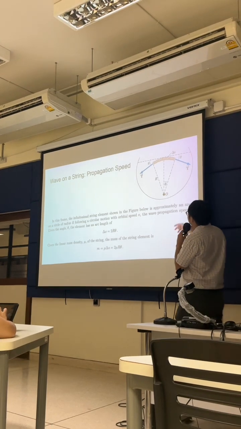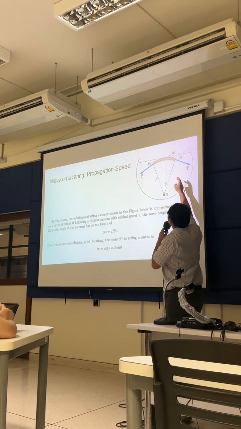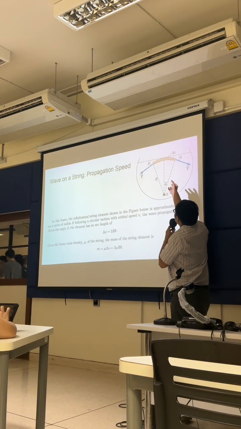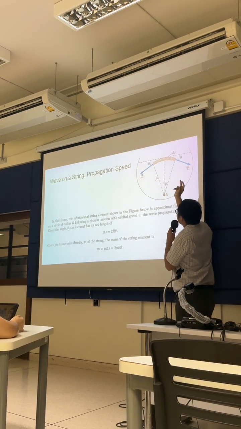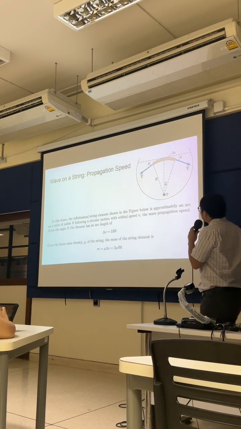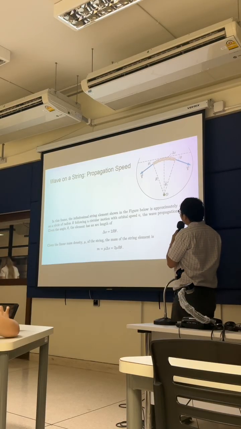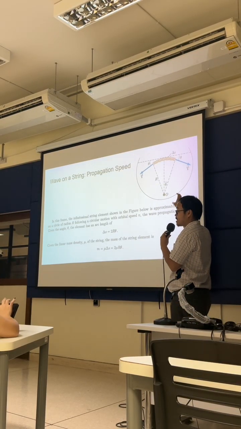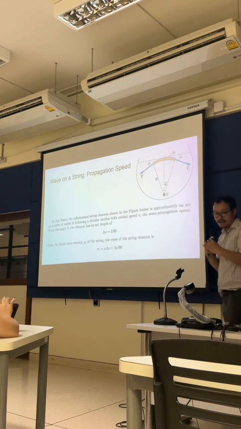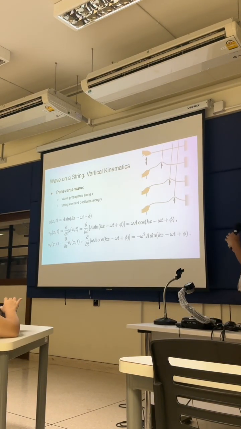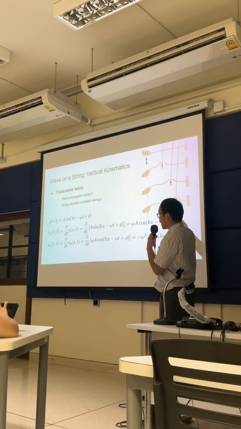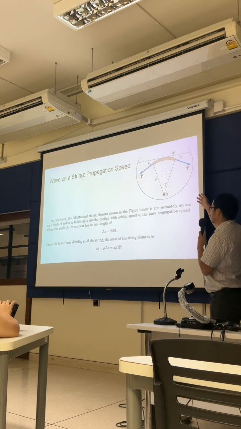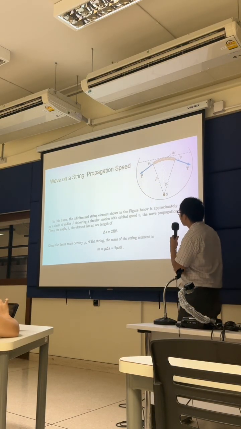Now, to derive that relation, we need to look at, say, a small element of the string. Let's say the one on the peak, just for simplicity. Then we know that the peak is moving with the propagation speed v of the wave, right? Which I shall emphasize is different from this v_y of the element. It is v, the propagation speed, not the string speed.